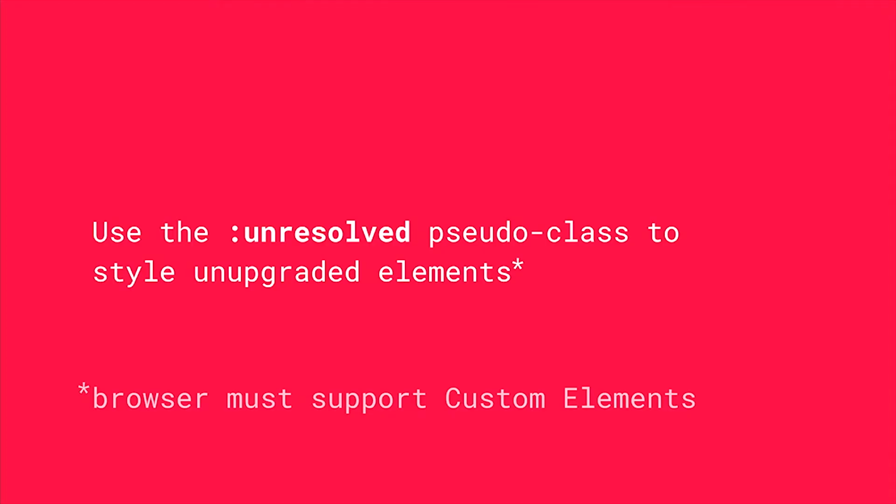So if you've just got custom elements in the body tag just sitting there, one option is to use the unresolved pseudo class to style those unupgraded elements. Now, at the moment, the unresolved pseudo class only works in browsers that have custom element support. So you're limited to the browsers where this will work. But I believe that in the future, this will be a more common technique that we can take advantage of. So I do want to show how this works today.